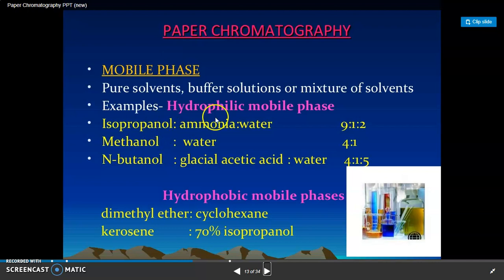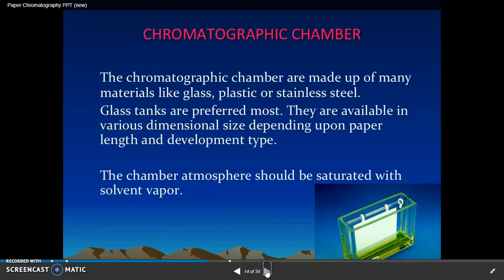Suppose, see here, isopropanol, ammonia and water, okay, this is a mixture of solvents which can be used as a solvent, or pure water can be used, or pure isopropanol can be used. Methanol and water are generally used for paper chromatography, okay. So like this, the solvent system depends on the nature of the sample which is to be separated, okay.